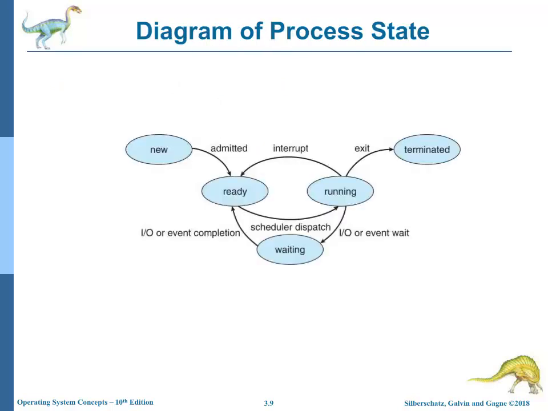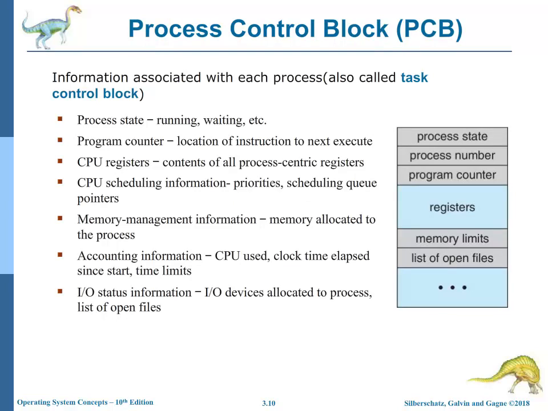This state diagram shows that only one process can be running on any processor core at one instant. So many processes may be in the ready and waiting states. Process control block, PCB. A process control block is a data structure maintained by the operating system for every process. The PCB is identified by an integer process ID, PID. A PCB keeps all the information needed to keep track of a process.